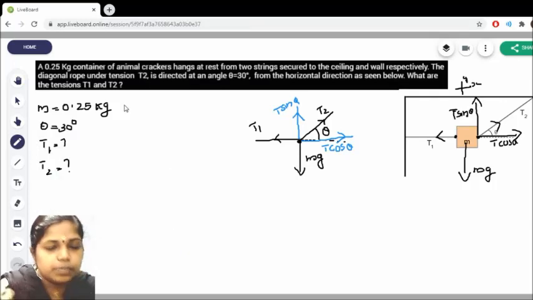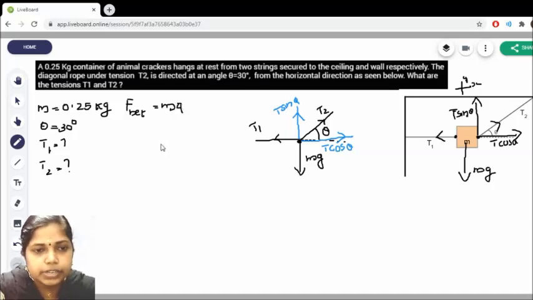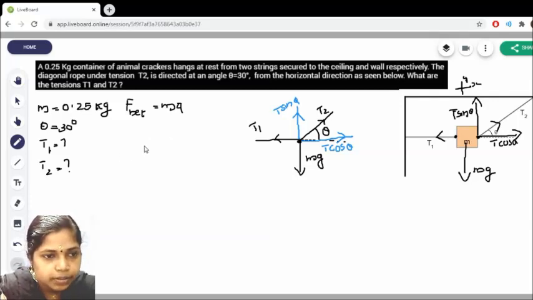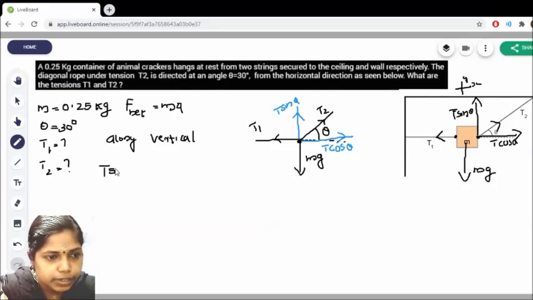Okay. Now the next step is we have to apply Newton's second law here. F is equal to ma. The net force is equal to mass into acceleration. We have to apply the second law first along the vertical direction, then along the horizontal direction. Along the vertical direction we have two forces, T sin theta and mg. Right. So I can write T sin theta minus mg is equal to mass into acceleration.